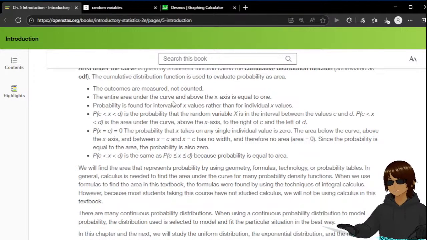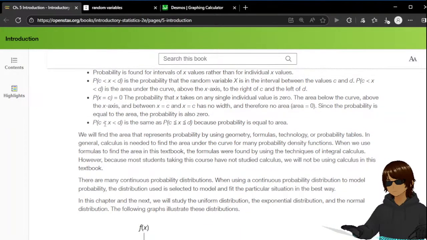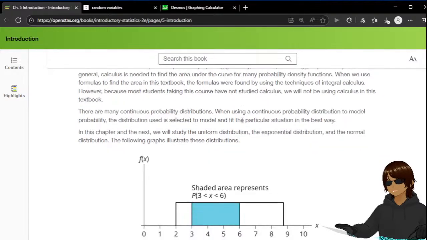Probability is found for intervals of x rather than for individual x values. Probability for interval. Probability for one value is equal to 0. The probability for an open interval is the same as the probability for a closed interval because the area is equal.